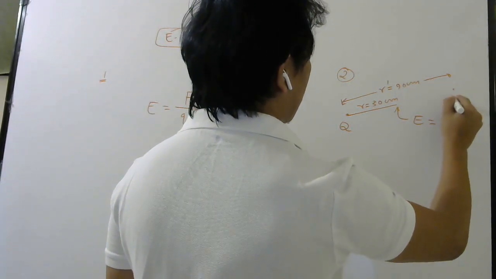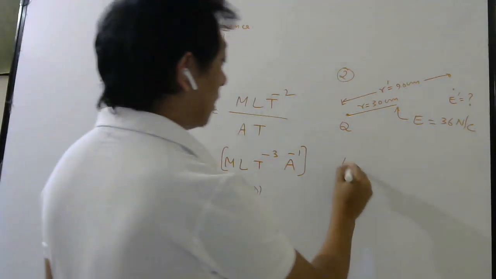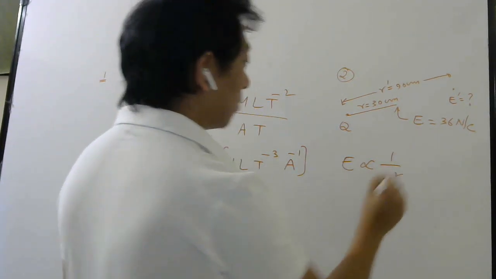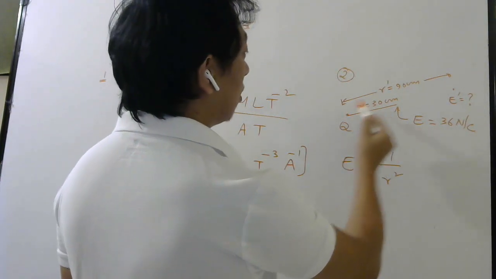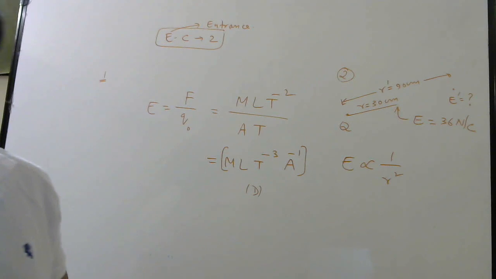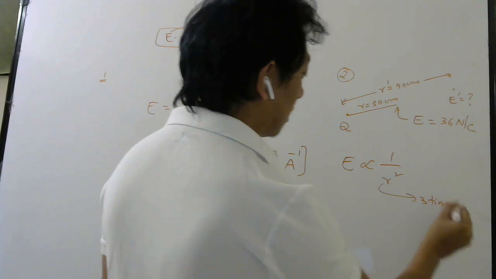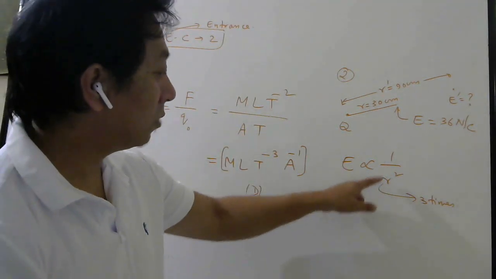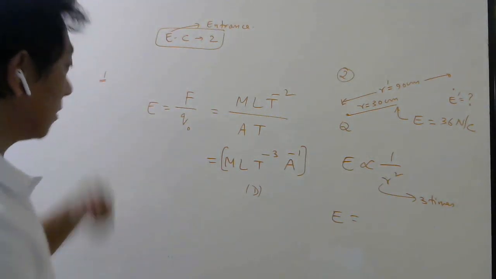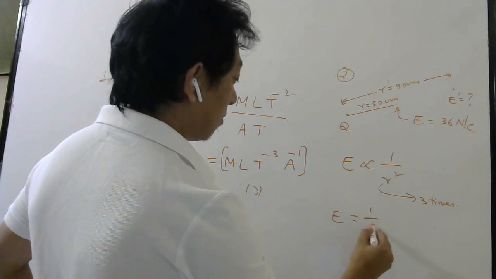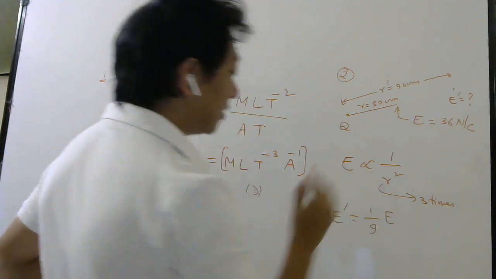So here they want the electric field. For that you just try to remember electric field is inversely proportional to the square of the distance. So the distance was how much before? 30. Now how much is it? 90. That means the distance has increased 3 times. So if the distance in the denominator increases 3 times, the electric field will decrease by 1 by 3 square, right? 1 by 3 square will be 1 by 9 times. That means the new electric field will be 1/9 of the initial electric field.